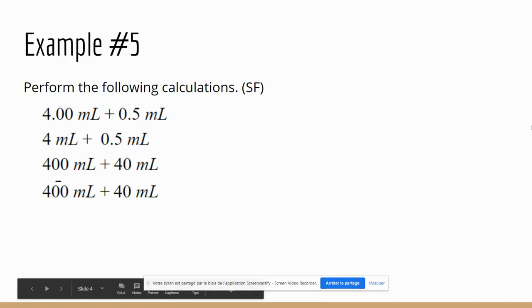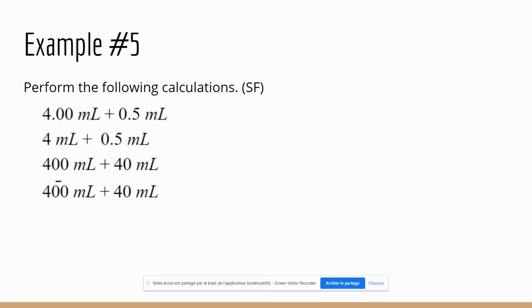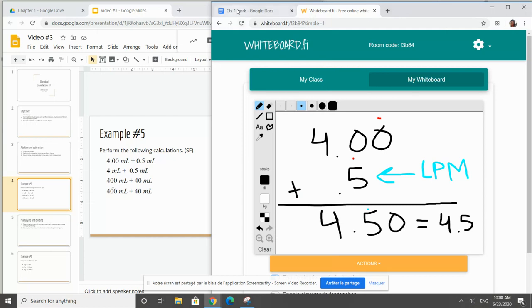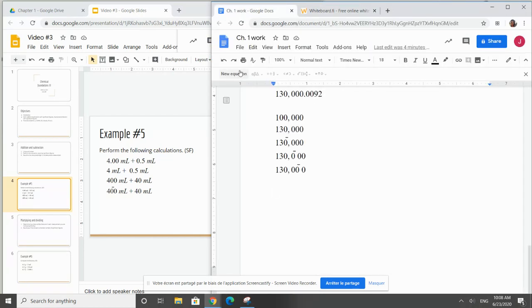We've already done the first one. So for the first one, we already know our answer is going to be 4.5. We're just going to make sure that we include the unit in there. So this is 4.5 milliliters. For our second one, you initially get 4.5, but you have to round it to your nearest 1. So you end up with 5 milliliters.